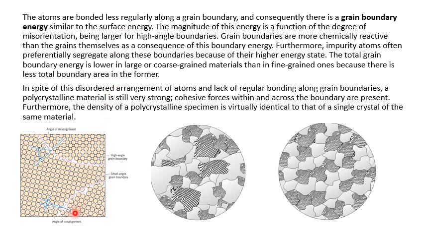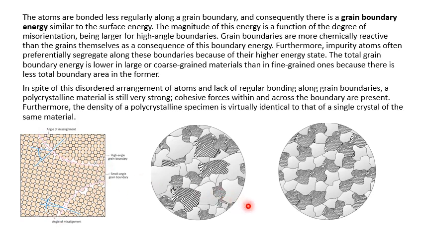Furthermore, impurity atoms tend to segregate or accumulate in the grain boundary for the same reason. Because the grain boundary area has higher energy, it attracts the impurity atoms to accumulate in these areas.